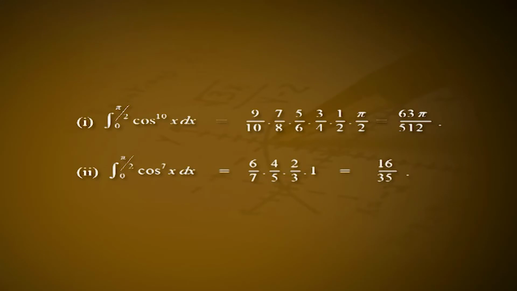Example 6. Evaluate first, integral from 0 to pi by 2 cos raised to 10 x dx, and second, integral from 0 to pi by 2 cos raised to 7 x dx. First one, integral from 0 to pi by 2 cos raised to 10 x dx is equal to 9 by 10 into 7 by 8 into 5 by 6 into 3 by 4 into 1 by 2 into pi by 2, which is equal to 63 pi divided by 512. And second one, integral from 0 to pi by 2 cos raised to 7 x dx is equal to 6 by 7 into 4 by 5 into 2 by 3 into 1, which is equal to 16 divided by 35.